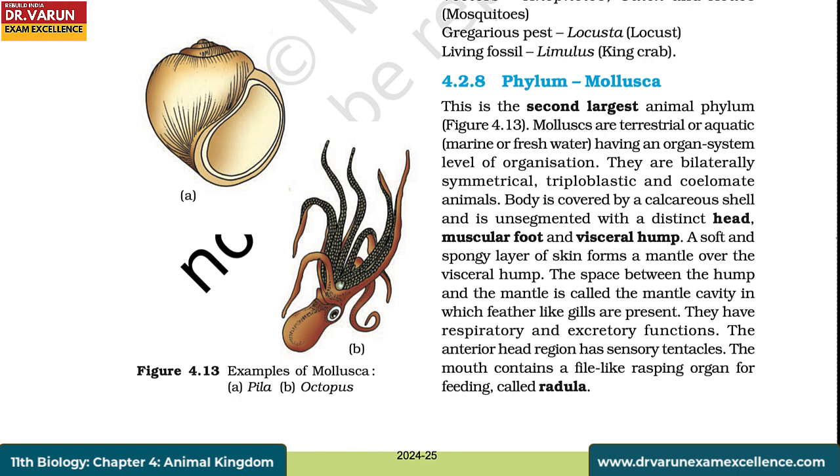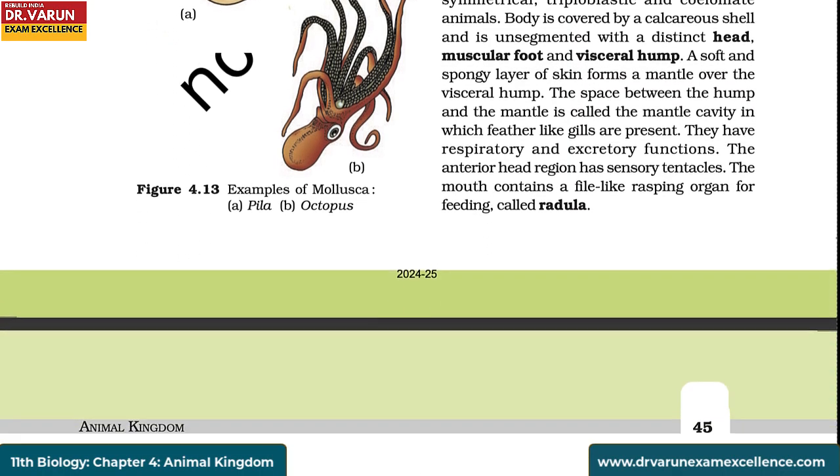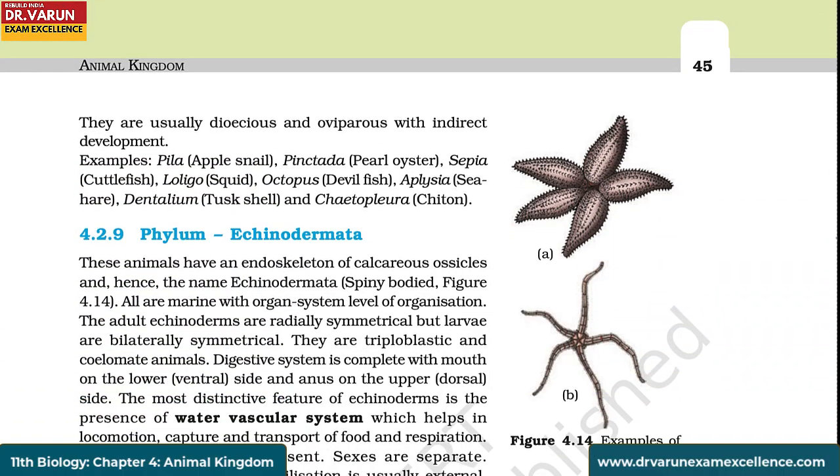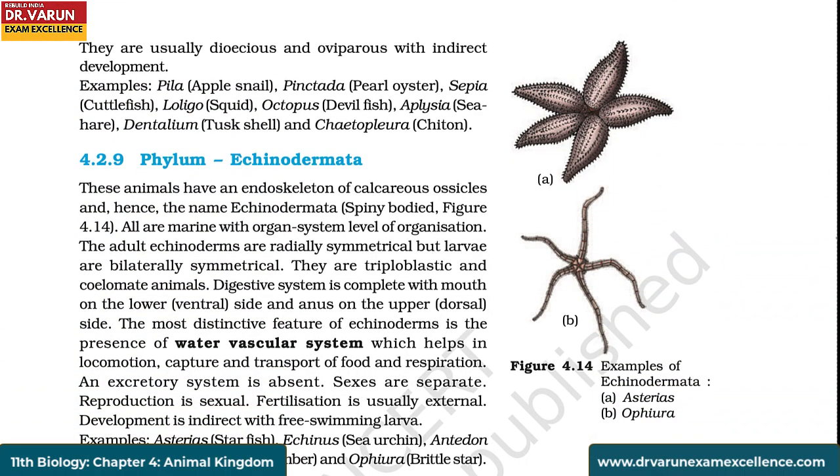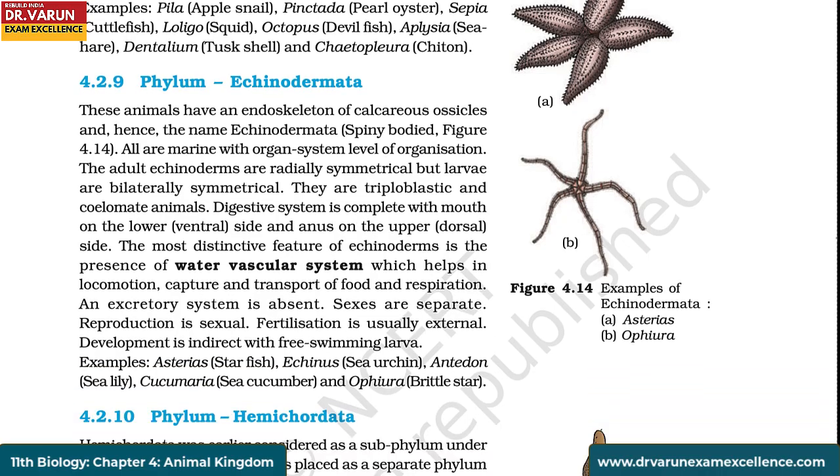They have respiratory and excretory functions. The anterior head region has sensory tentacles. The mouth contains a file-like rasping organ for feeding called radula. They are usually dioecious and oviparous with indirect development. Examples: Pila, apple snail, Pinctada, pearl oyster, Sepia, cuttlefish, Loligo, squid, Octopus, devilfish, Aplysia, sea hare, Dentalium, tusk shell, and Chaetopleura, chiton.